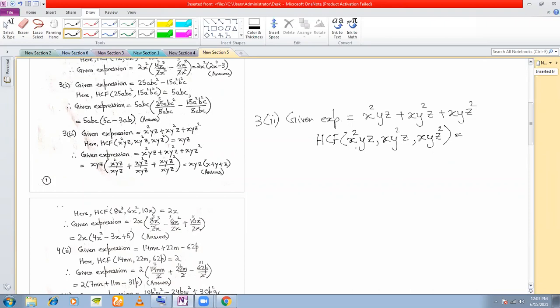Okay, so x, x, and x. How many x's are there? x square, x, and x. Which is the lowest power? x. We keep x here. Next, consider y. So you have y, y square, and y. Lowest power is 1. So you keep y here. And the next is z, z, and z square. So which is the lowest power? z. So the HCF is xyz. So therefore, what does the given expression become? You take out the HCF. That means you will have to divide the given expression by the HCF.